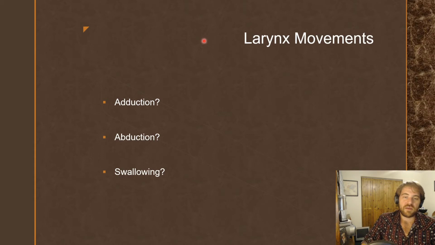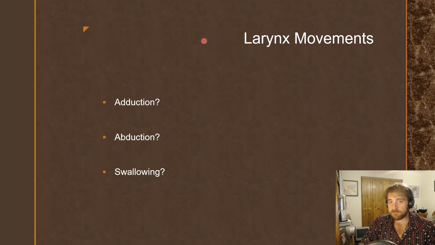Okay, so here are some movements of the larynx. These are very important. Probably multiple questions about these. Also, these are words that you're going to need to know because they're going to be present in questions about other things too. Adduction, what does that mean?